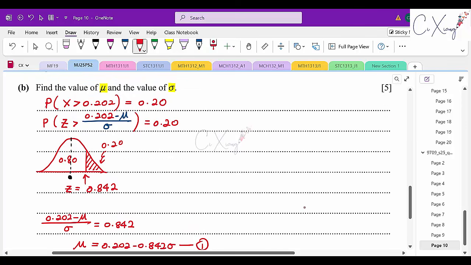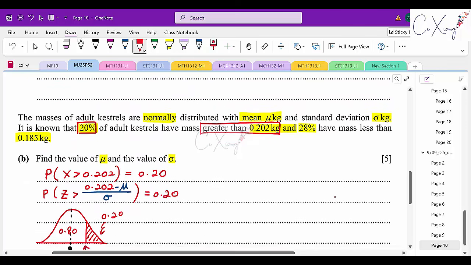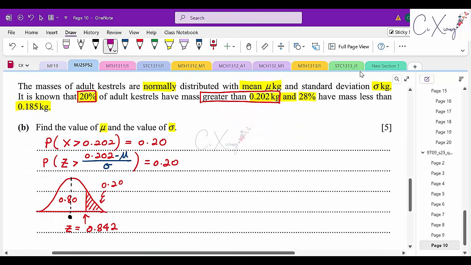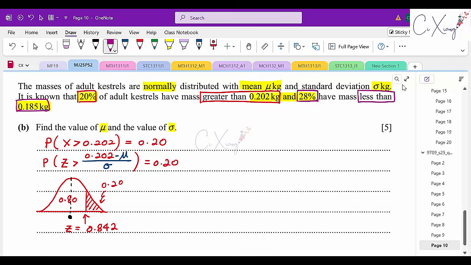With one equation, it is not enough for me to solve it, so let's form the second equation. Now they say 28% has mass less than 0.185 kilogram. So for the second equation, the probability of mass less than 0.185 equals 0.28. It is still normally distributed, so of course we have to standardize it: minus the mean divided by the standard deviation equals 0.28.